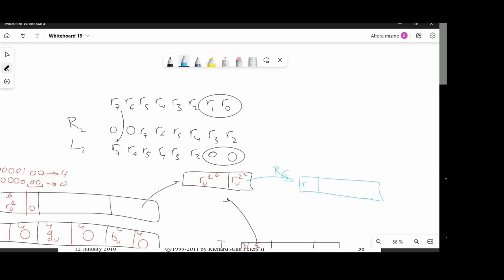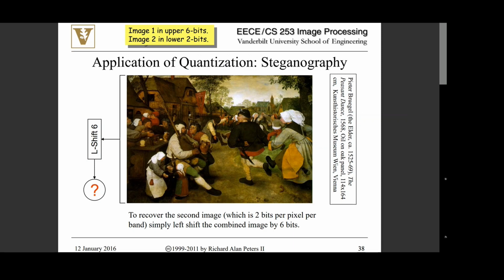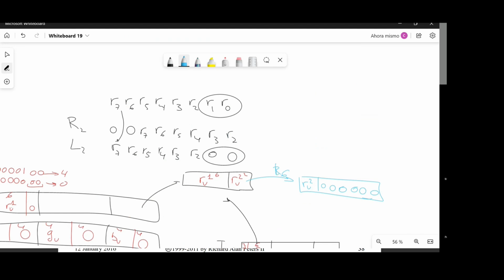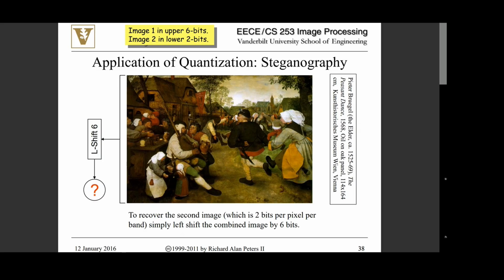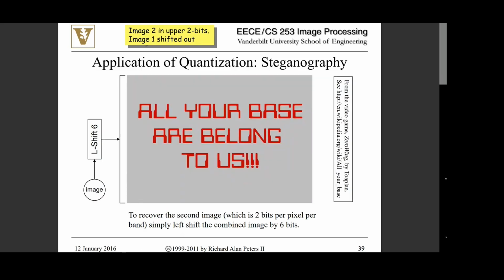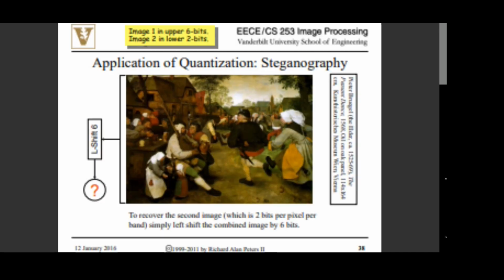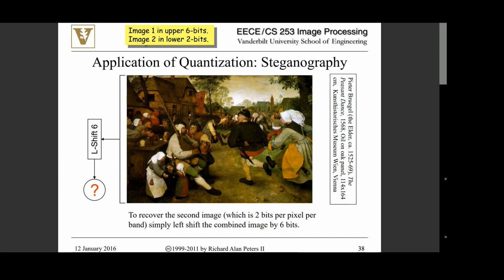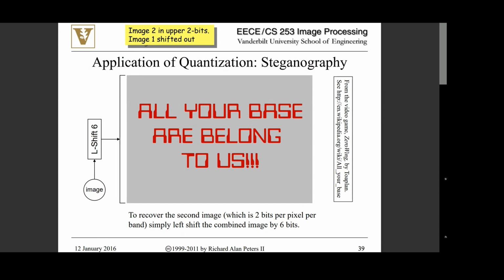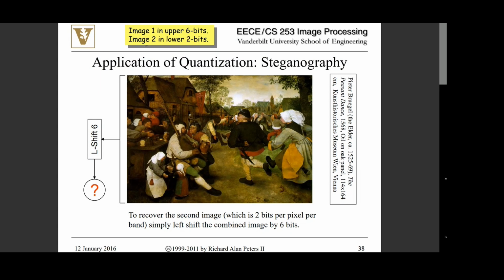So I will get R equal to 2 bits. And now I will be able to look at the second image. So we do a left shift. This is what there was in the lower bits. That means that this image has these bits, but it is invisible. It is in the lower bits.